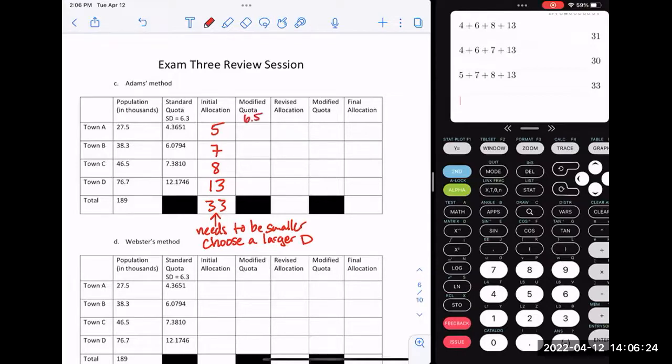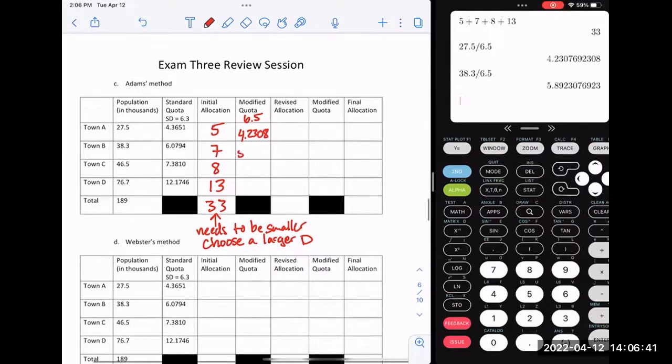So 6.5. So I'm going to take each of the populations and divide it by that. So 27.5 divided by 6.5. That's giving me 4.2308. 38.3 divided by 6.5. It's 5.8923. 46.5 divided by 6.5, 7.1538. And then 76.7 divided by 6.5, 11.8.